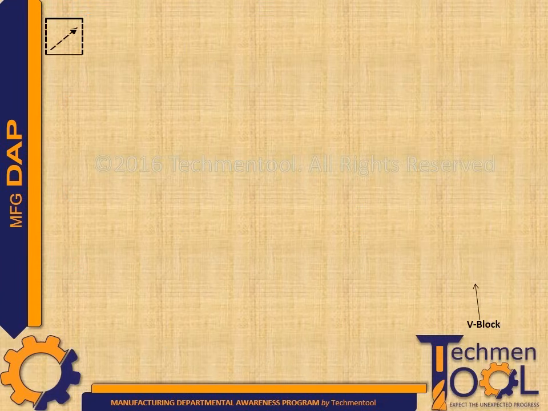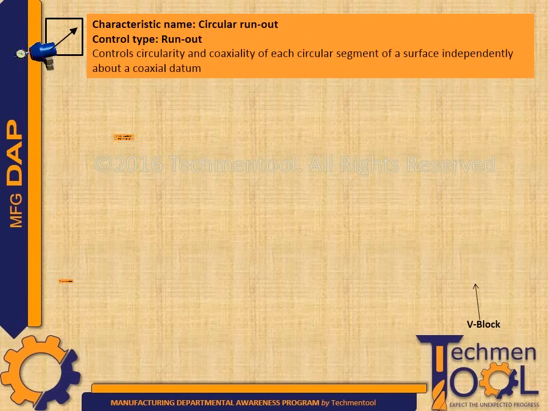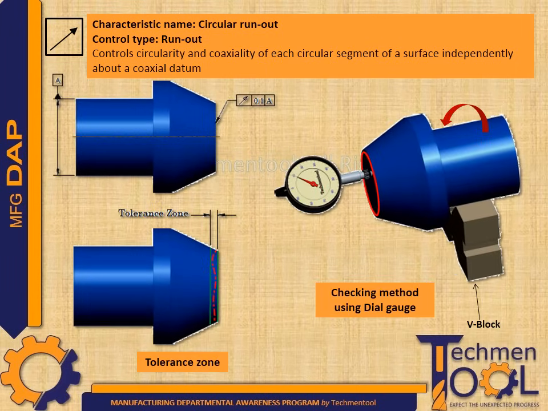Let us study the circular runout characteristic, its control category, runout type, and that it controls circularity and coaxiality of each circular segment of a surface independently about a coaxial datum. In the given example, the tolerance zone of 0.1 of the feature will be measured using a dial gauge by moving its plunger on any point of the feature with respect to datum A, which will be rotated by placing it on the B block as shown in the picture. The deflection of the dial gives the actual circular runout value. That value should be within the tolerance zone.